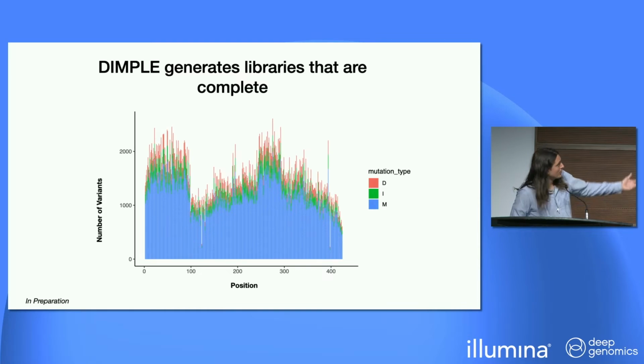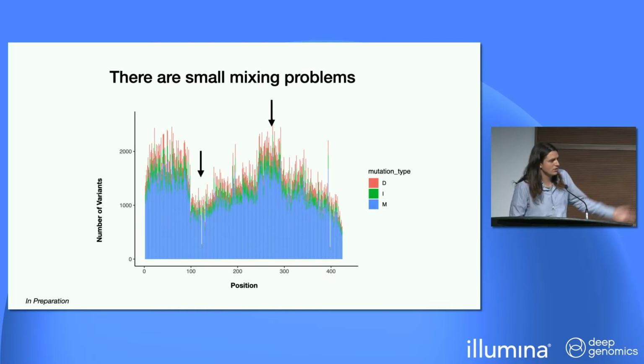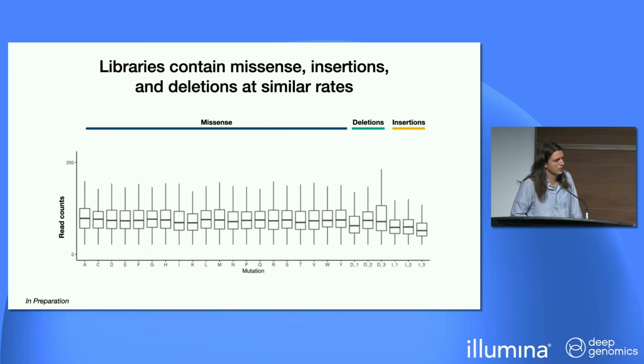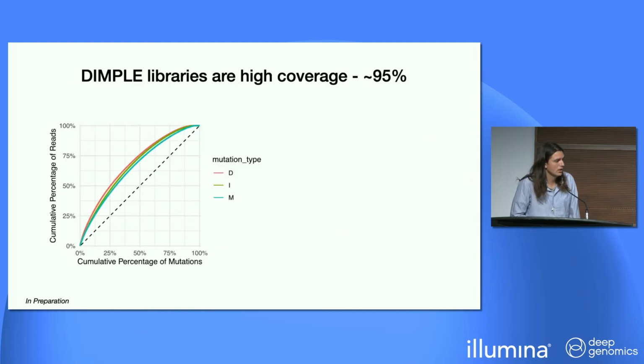Yeah, we make the libraries. They're pretty complete. You can see there's some mixing problems. These can just be fixed with better pipetting and better quantification, but I'm not worried about it. These have missense mutations, indels everywhere. The different mutation types are equivalently present, more or less.